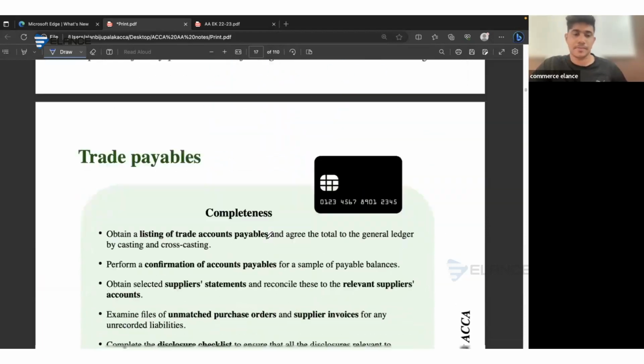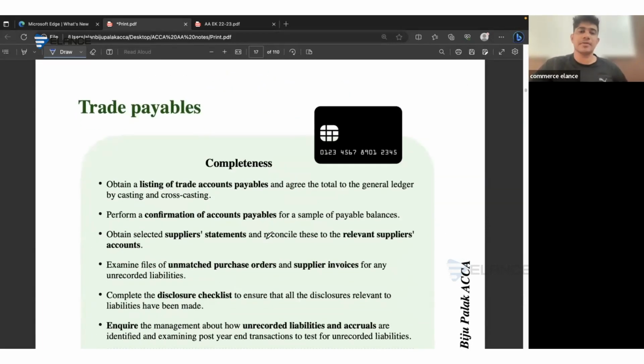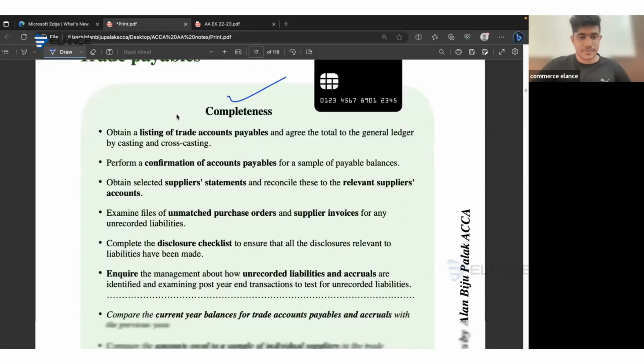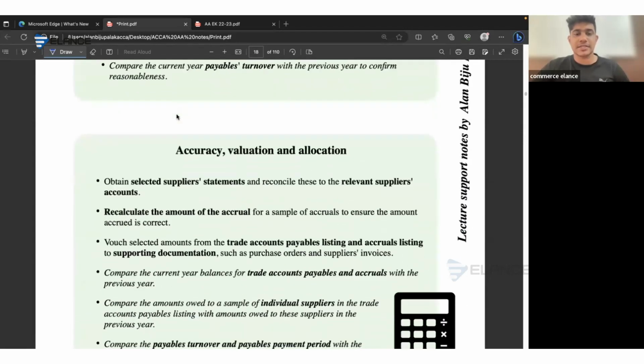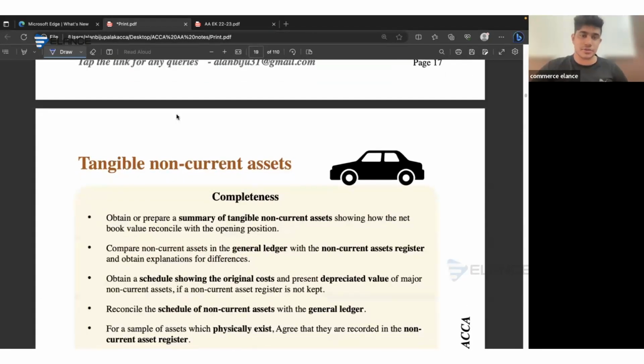Yes, sir. Then when it comes to trade payables, again, it's assertion specific. But out of all the assertions, the most important assertion for the trade payables will be completeness. Because there is always possibility that when it comes to the payables balance, company might try to understate the amount of payables. So the completeness will be affected. So completeness will be one of the most important and crucial assertions for the trade payables. Then cutoff is there, rights and obligation is there, existence is there, accuracy, valuation, and allocation is also there.